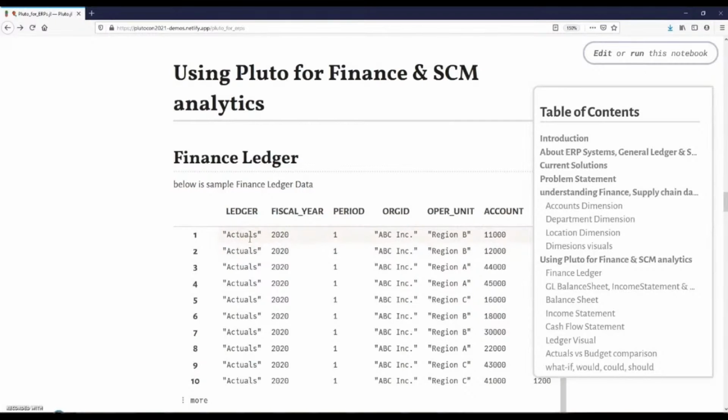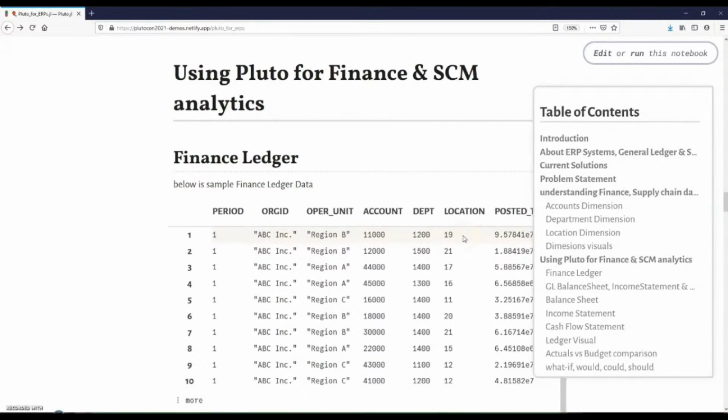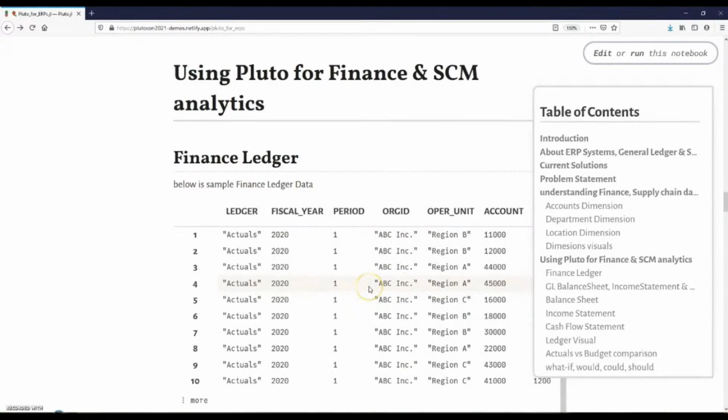But for now, pretend that you have an actuals ledger, and in, say, fiscal year 2021, accounting period 1, January to December, you have 1 to 12 accounting periods. For this organization ID, for this location, for this department, you have, say, $9.5 million booked expenses in one particular accounting period. It's not actually an accounting entry, it's just the summarized information. Your summarized ledger may look like this.